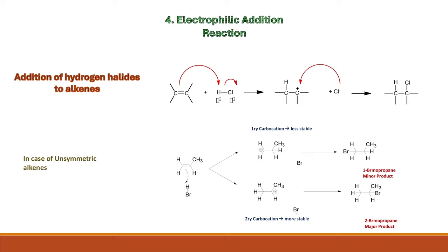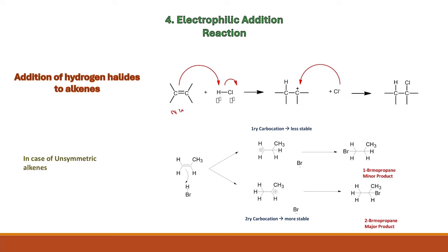Electrophilic addition reactions: we're going to look at electrophilic addition reactions with alkenes. Alkenes undergo electrophilic addition reactions. This is because the double bond between the two carbons is electron rich, so it acts as a nucleophile. They are attacked by electrophiles because this is a nucleophile, basically.